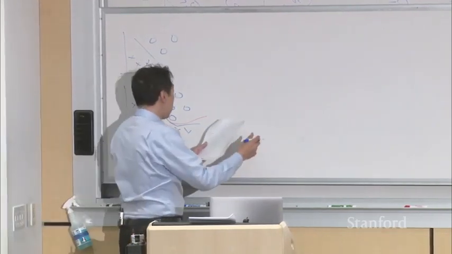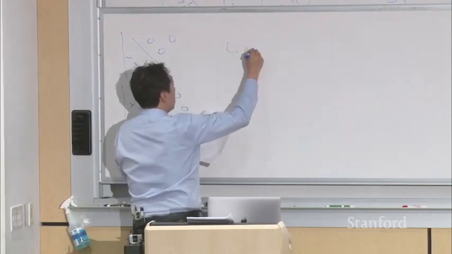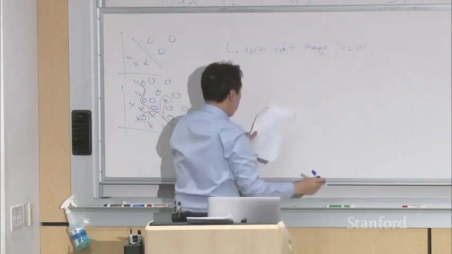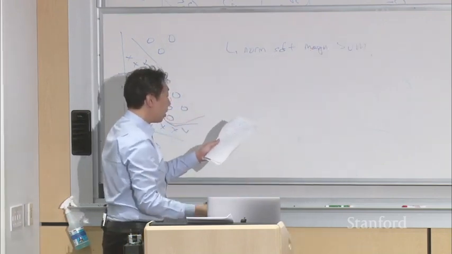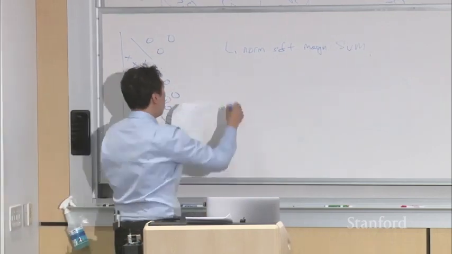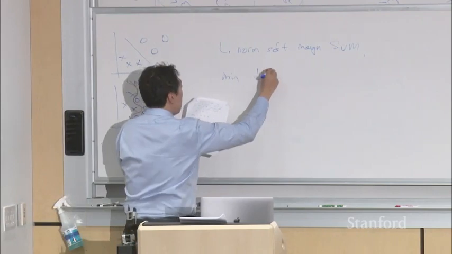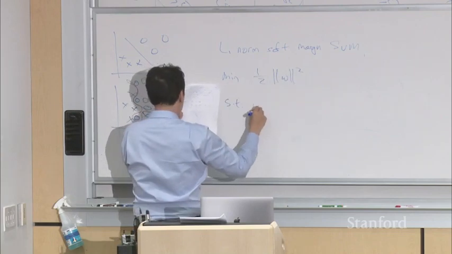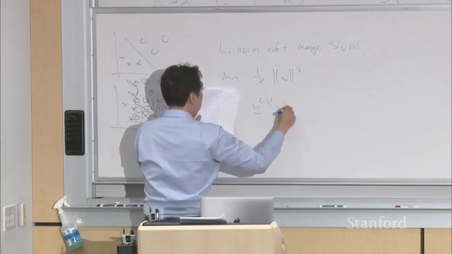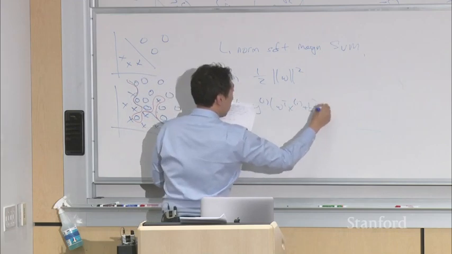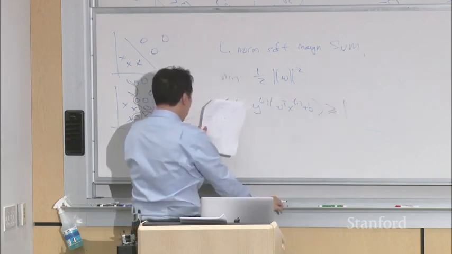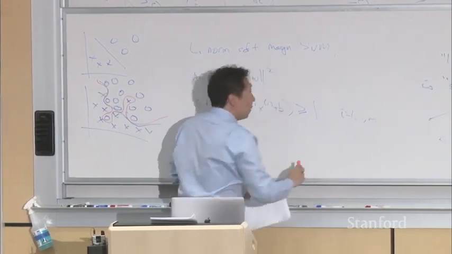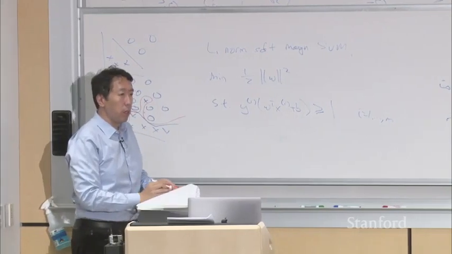And so there's an algorithm called the L1 norm soft margin SVM, which is a modification to the basic algorithm. So the basic algorithm was min over this, subject to this constraint. And so what the L1 norm soft margin does is the following.